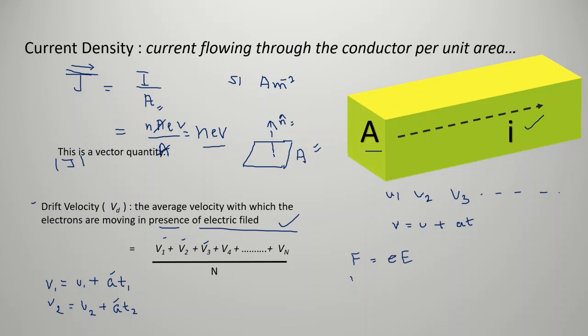So now F equals mass of electron into acceleration, which is equal to e into capital E. Thus the acceleration will be small e into capital E divided by m e, and this is the value of acceleration for all the electrons.